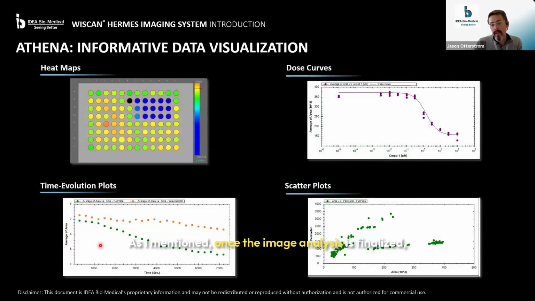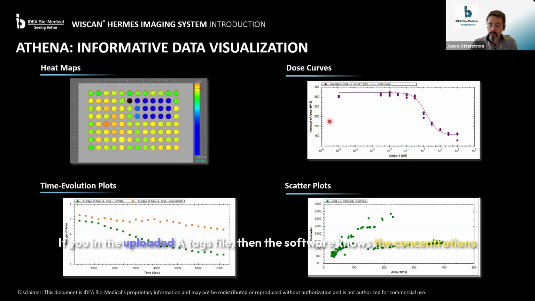As I mentioned previously, once the image analysis is finalized, you're going to get a lot of data visualizations. So you get heat maps. This basically will take one of the attributes at a time across the multi-well plate and give you a visual and colorimetric readout for the range of values that are extracted from your images.